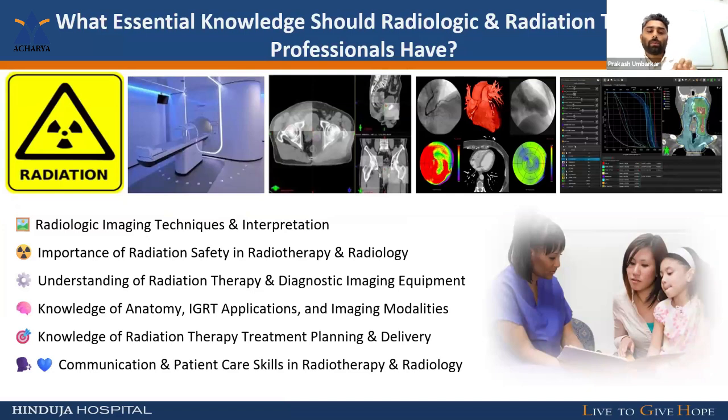Knowledge of anatomy is very important. Without anatomy knowledge, we cannot acquire the imaging, and we cannot use a different imaging modality. We have to understand which protocol is used the right way for the right patient. Knowledge of treatment planning and delivery. And the last one, for both professions, communication and patient skills in radiotherapy and radiology are important.